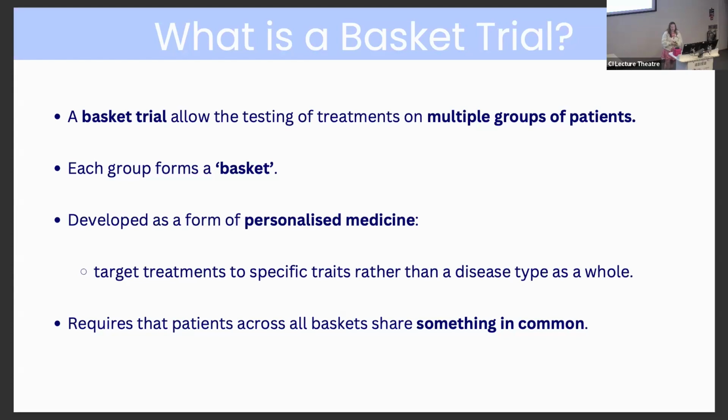The main benefit of these designs is the trial efficiency. We can test multiple groups of patients at once, which is a lot more efficient than running separate trials for each of the separate subgroups. And it's also really important for rare diseases that typically wouldn't warrant their own investigation due to limited sample size and time and financial constraints.